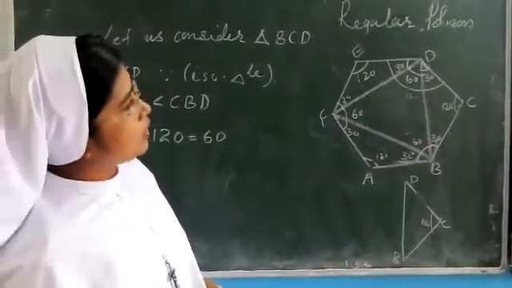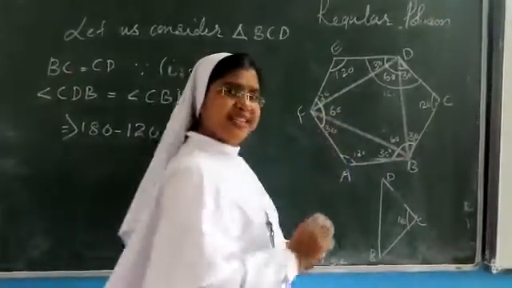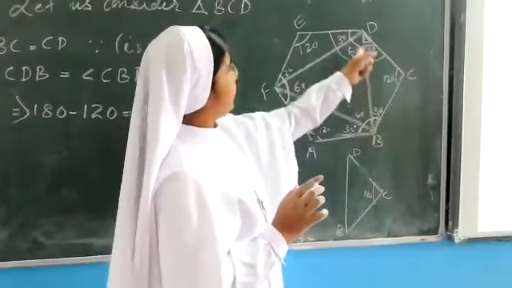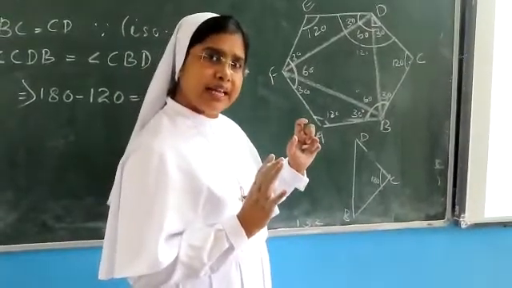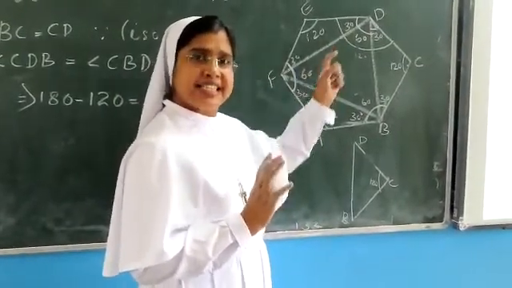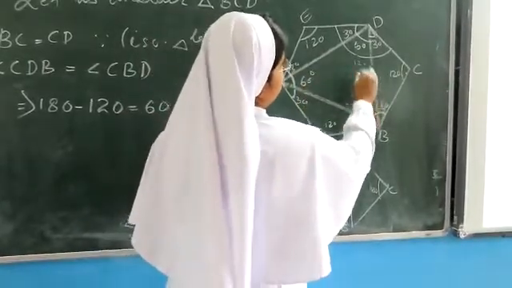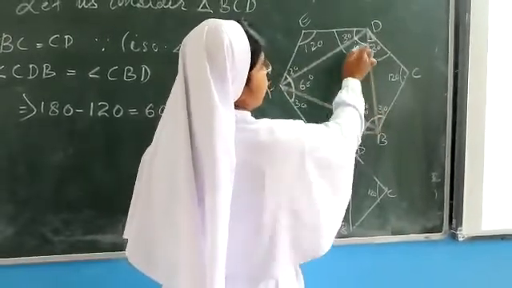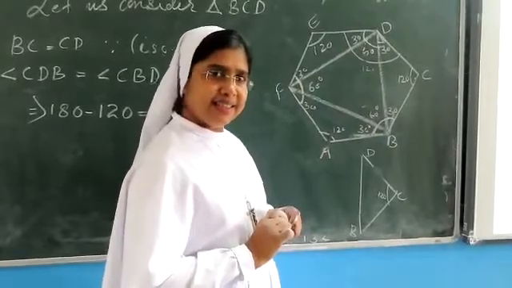Understood? So what was the question? What I said in the question, we have to prove that this triangle BDF is an equilateral triangle. What is the meaning of equilateral triangle? Each angle is 60 degrees. So we got each angle 60 degrees. We got this angle 60, this angle also 60, this also is 60. Total 180. Is it clear? Yes. Okay.